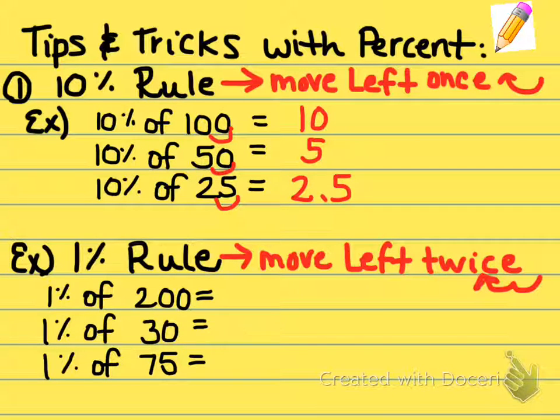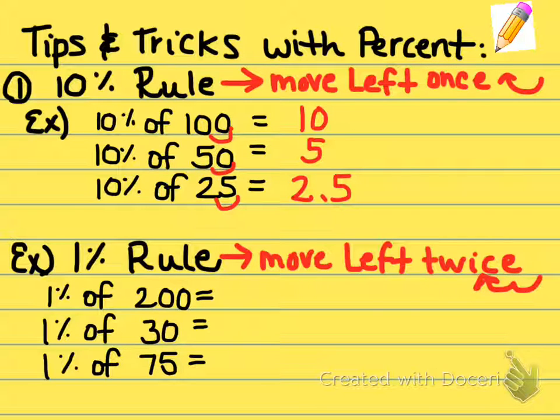Okay, so that's a little trick. Sometimes people use that when they are finding the tip in a restaurant, or maybe when they are trying to find the discount when something is on sale at a store. So that's a little mental math trick you can use.